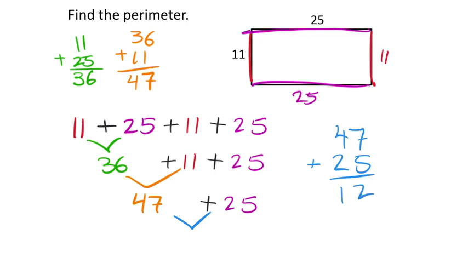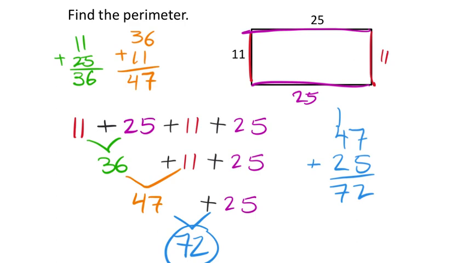So you can put 12 there, but the 1 in the tens place value has to carry over. So 1 plus 4, 1, 2, 3, 4, 5, and then plus 2, 6, 7. So 72 would be the final perimeter for this problem.